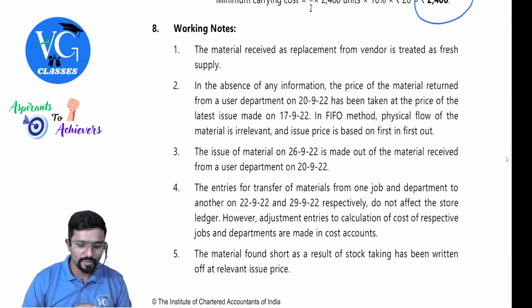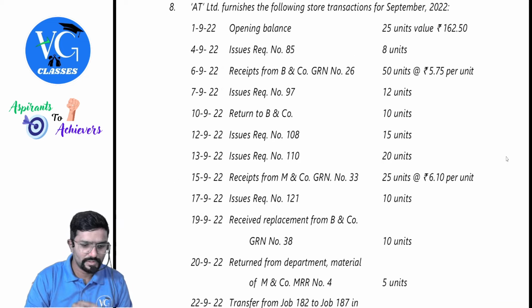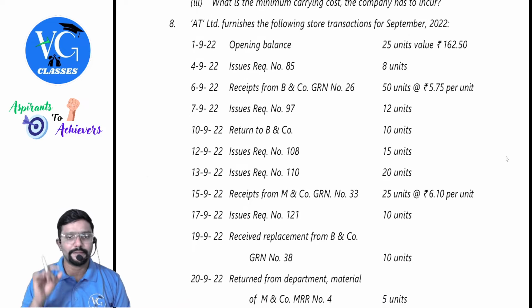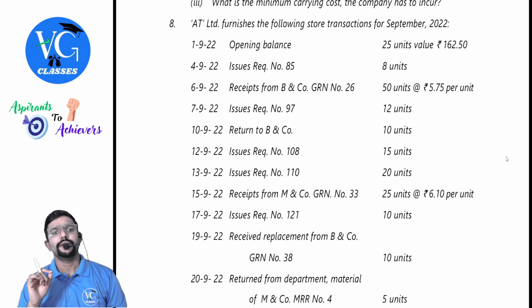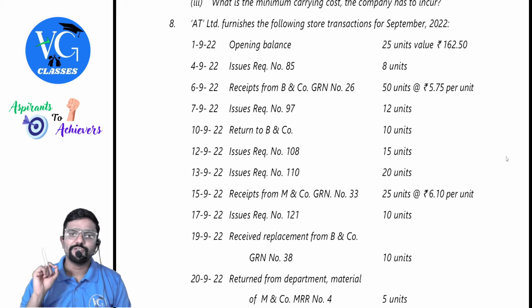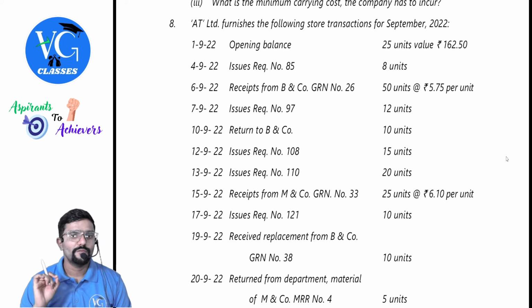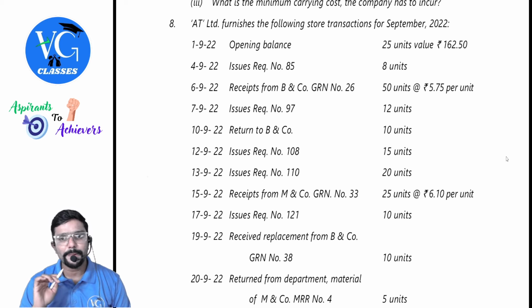Now coming to question number 8. Yeah, question number 8, guys. A bit lengthy, but a nice question. AT Limited furnishes the following stores transactions for September 2022. The data is for a month. 1st September, opening balance 25 units at 162.5.